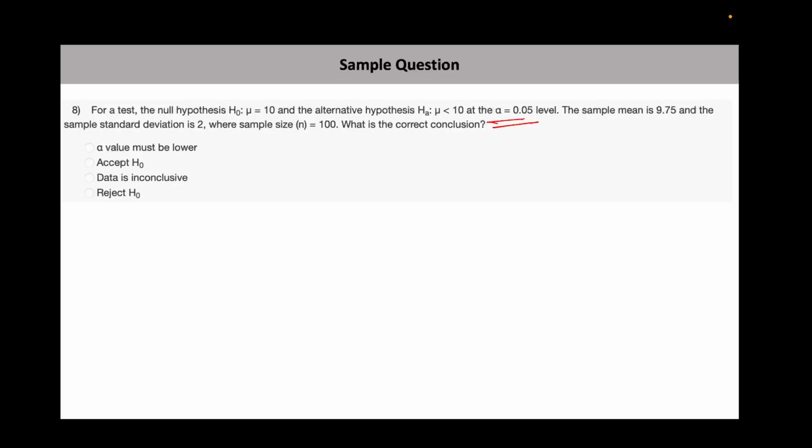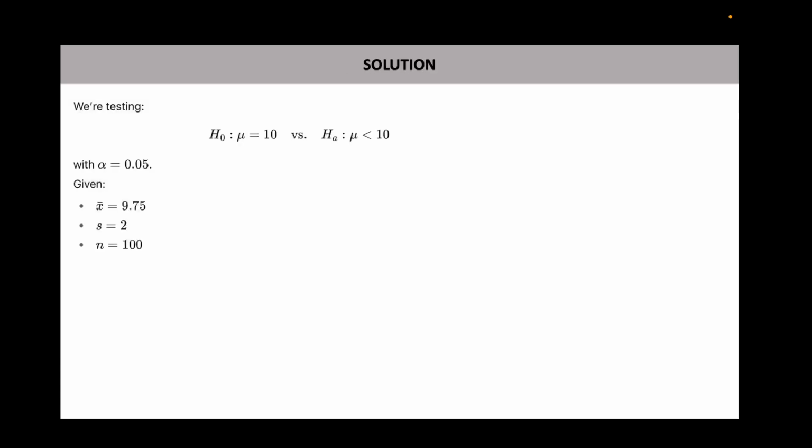Okay, so let's try solving this. We are testing that our null hypothesis states that the hypothesized mean is 10 versus the hypothesized mean is less than 10, which is our alternate hypothesis. The alpha is given as 0.05. The calculated mean value is 9.75. Standard deviation is 2 and n equals 100.